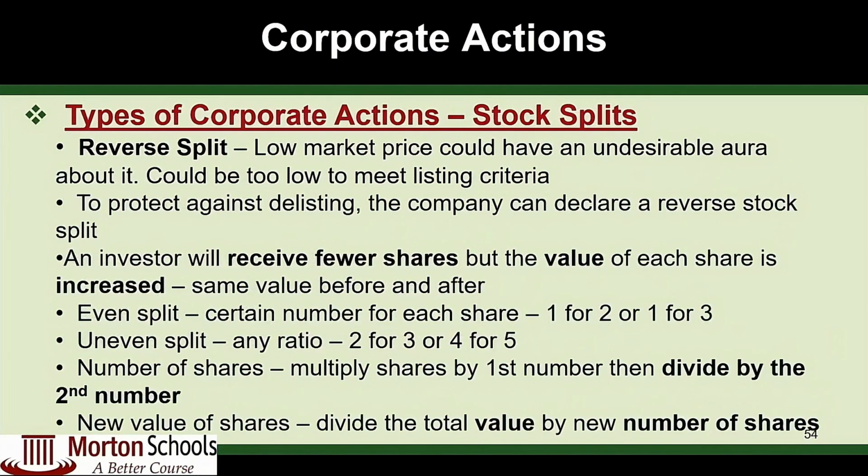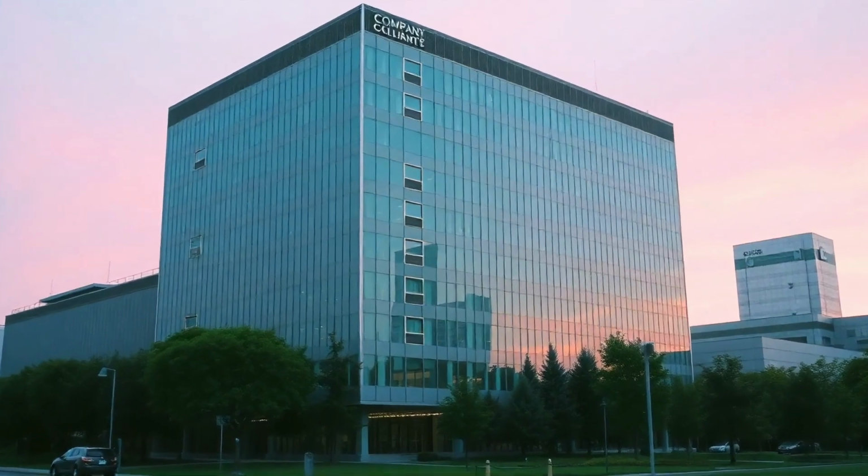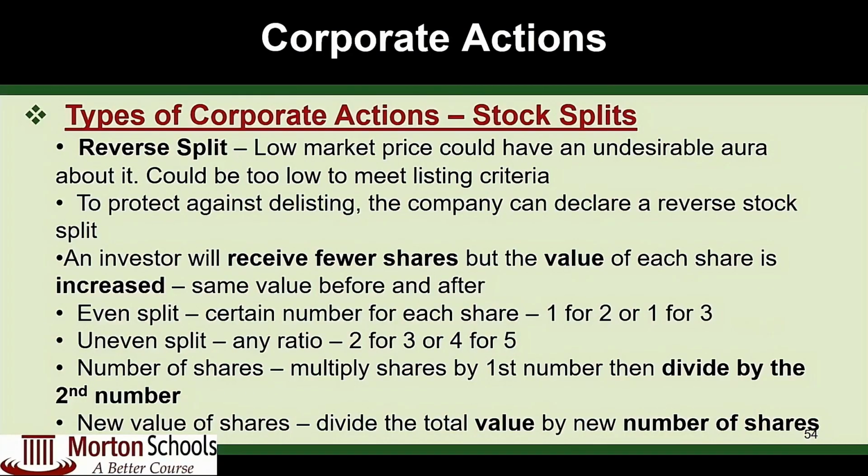In a reverse split, here, the company is trying to raise the price of the stock to keep it from being delisted because it doesn't meet the criteria of an exchange. So in this case, you're going to have fewer shares, but the value of each share is increased. Now, once again, the math is exactly the same. You're going to do what? You're going to multiply the number of shares by the first number and then divide by the second number. And once again, the value of each share would be what? Your total value divided by the number of shares.